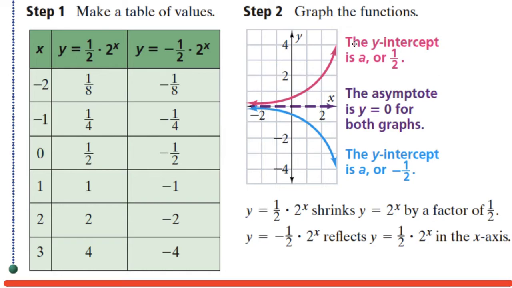So this is where your a is greater than 0. You can see it's taking off up. It's coming from 0 and it approaches positive infinity. The blue one, the y-intercept is a, and a is negative 1/2.